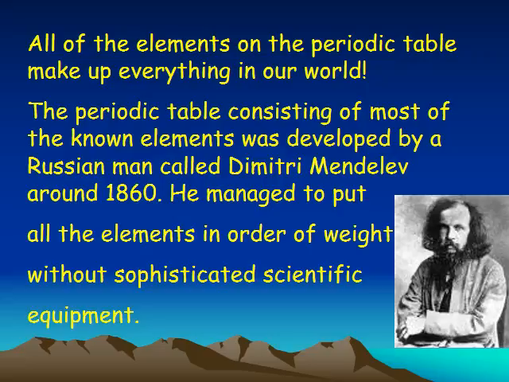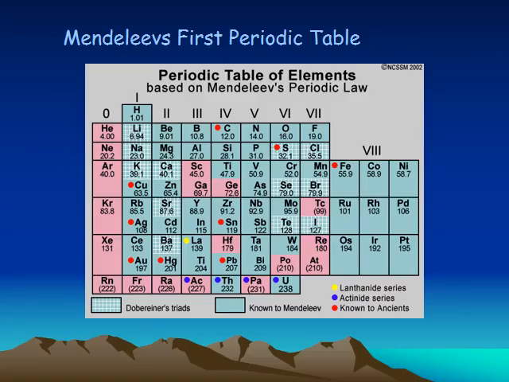And you can see his picture there. He managed to put all the elements in order of the weight without any sophisticated equipment, which was quite an achievement for the 1860s. So this is Mendeleev's first periodic table, and you can see here that there are a number of elements that he did not know existed yet, and they're the ones in the pink background.